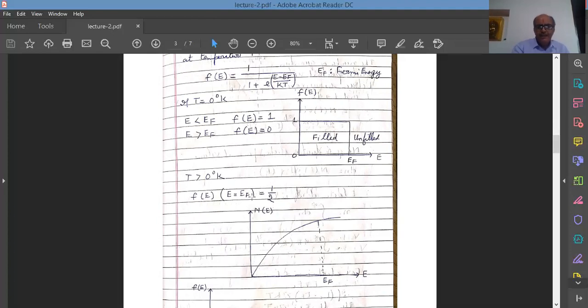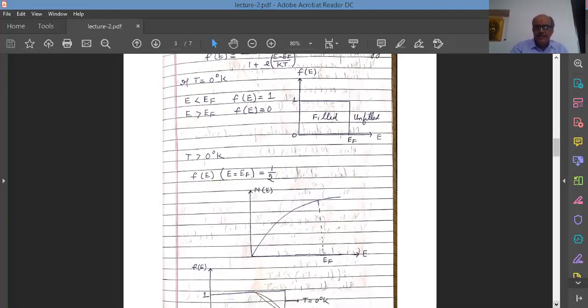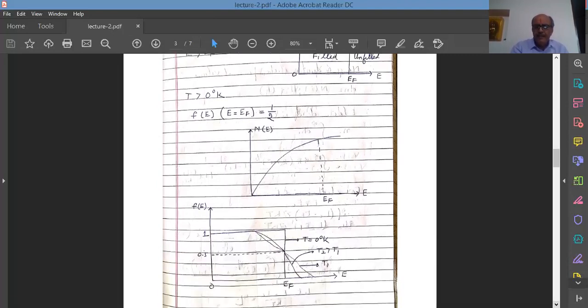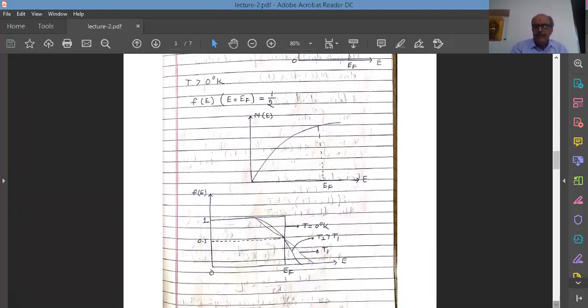If we plot the density of states function that I explained just before, and plot it as a function of E, it goes like this. Here also, if you make a demarcation for EF, all the states up to EF are filled and the states above are empty. At non-zero temperature, the probability of finding the electron at EF is just 50%.